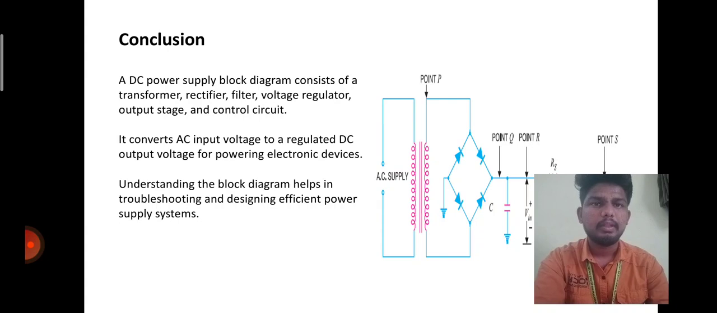Conclusion. A DC power supply block diagram consists of a transformer, rectifier, filter, voltage regulator, output stage, and control circuit. It converts AC input voltage to a regulated DC output voltage for powering electronic devices. Understanding the block diagram helps in troubleshooting and designing efficient power supplies. In this diagram, point P is the AC supply.